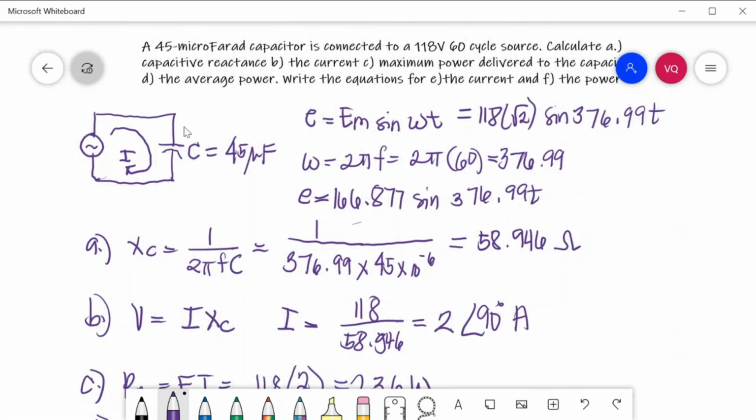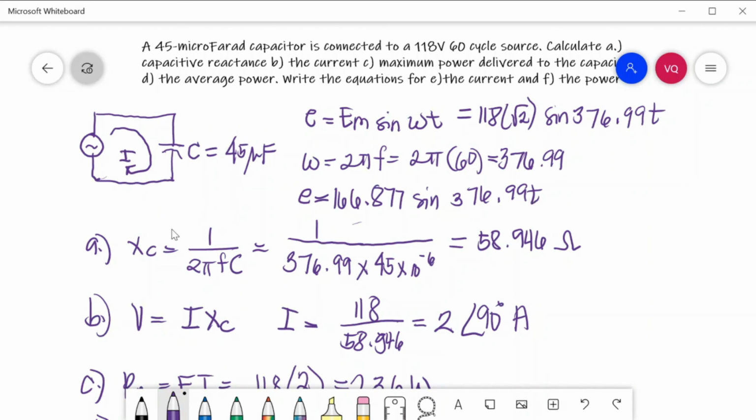So we have a circuit, a capacitor connected to an AC load which has an equation of e equals Em sine omega t. Our omega is equal to 2 pi f, that is 2 pi times 60, that is 376.99. Our maximum voltage is 118 times square root of 2, equal to 166.877. So our equation for the source voltage is e equals 166.877 sine of 376.99t.